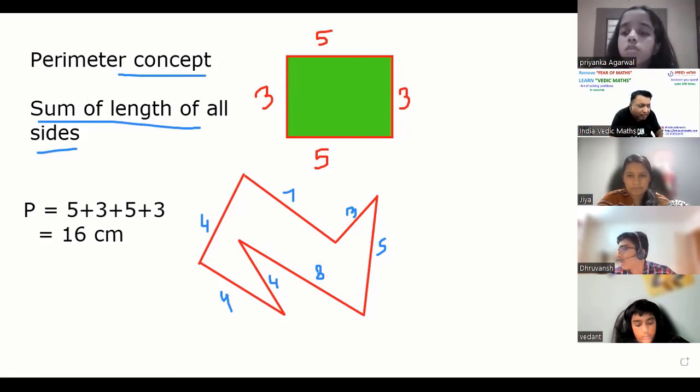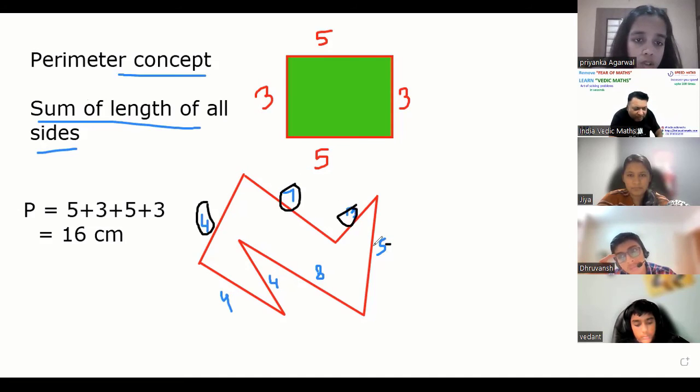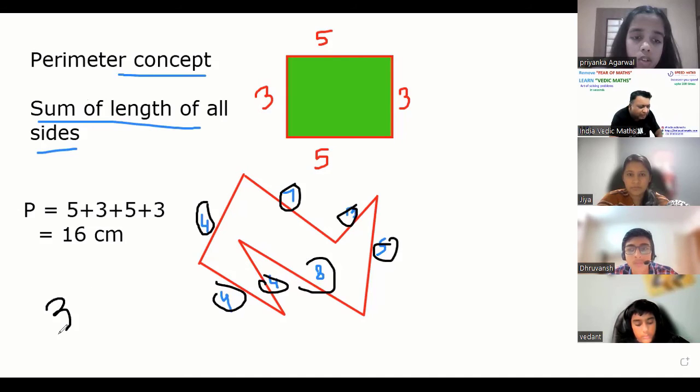You will say, sir, the perimeter is so easy. 4 plus 7, 11, plus 3, 14, plus 5, 19, plus 8, 27, plus 5, 32, plus 4, 36. 36 centimeters. That's it. What's the big deal? No formulas.